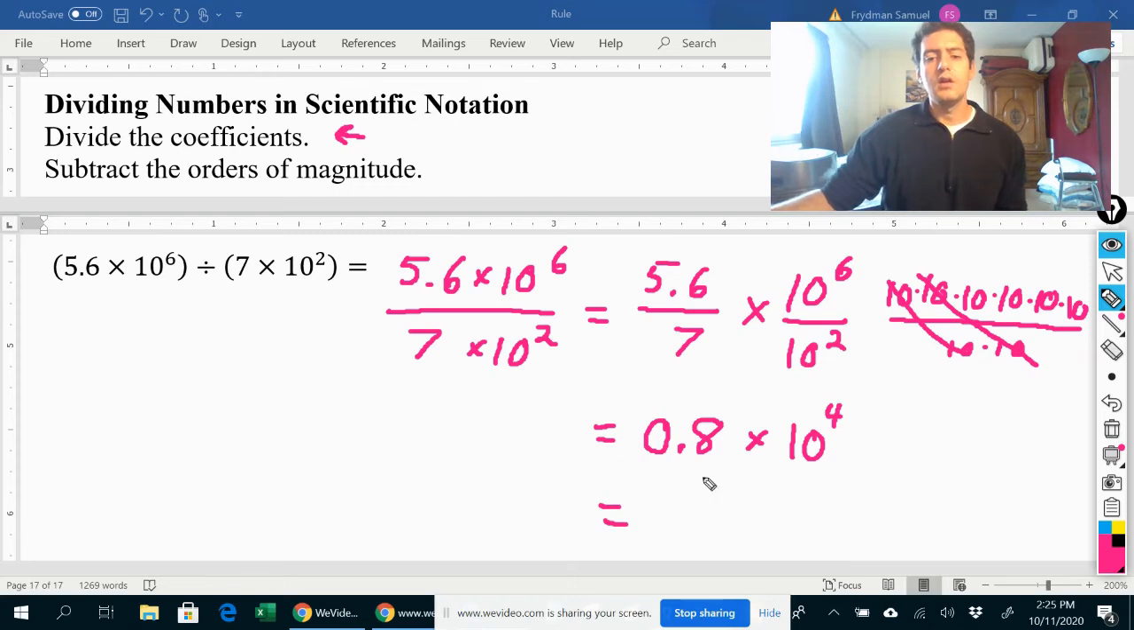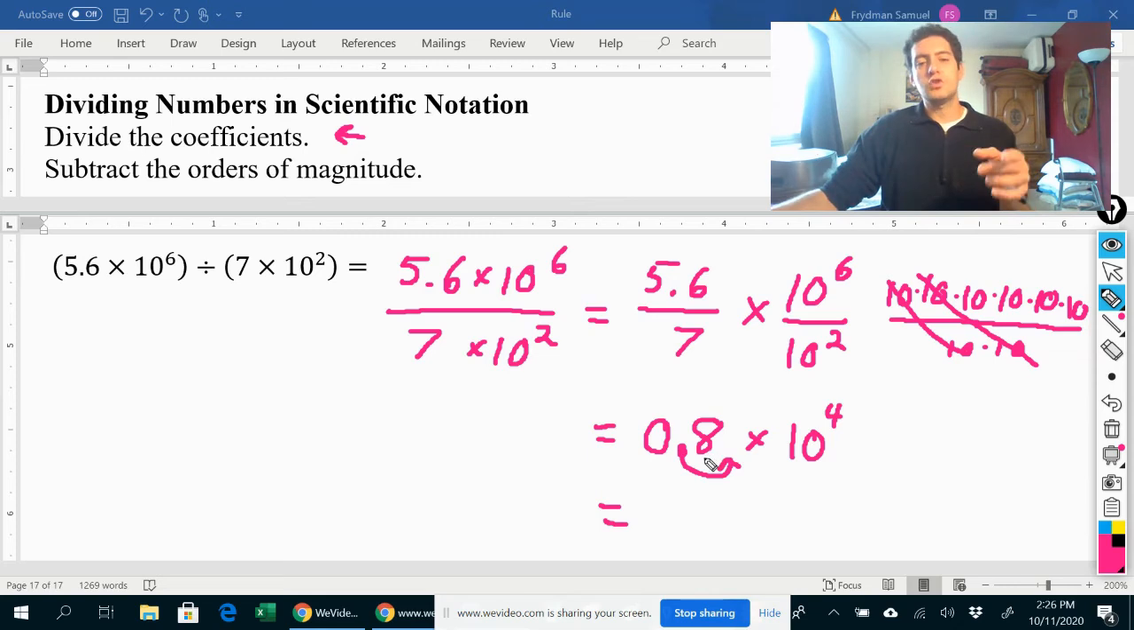Now sometimes when you're dividing numbers in scientific notation, just like multiplying, just like adding and subtracting even, the answer that you get may not be in scientific notation. So this is not in scientific notation because I do have one digit in front of the decimal point, but it's a 0. I don't want a 0 in front of the decimal point. I want one non-zero digit in front of the decimal point. So what I'm going to have to do to turn this into proper scientific notation is move this decimal point one space to the right.